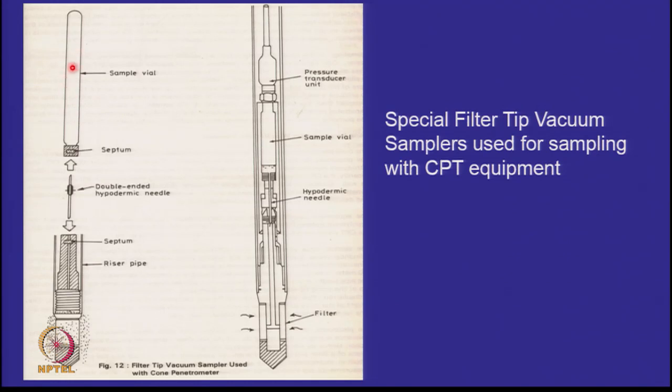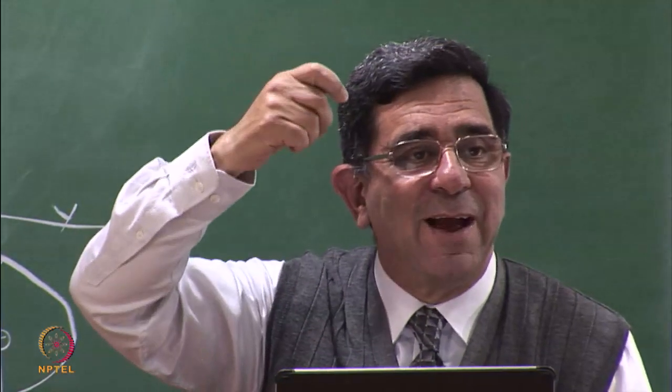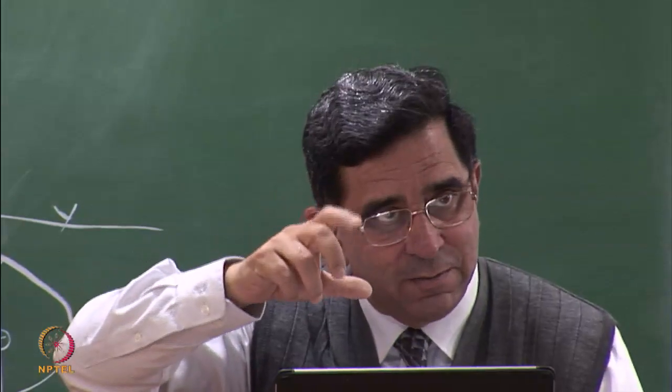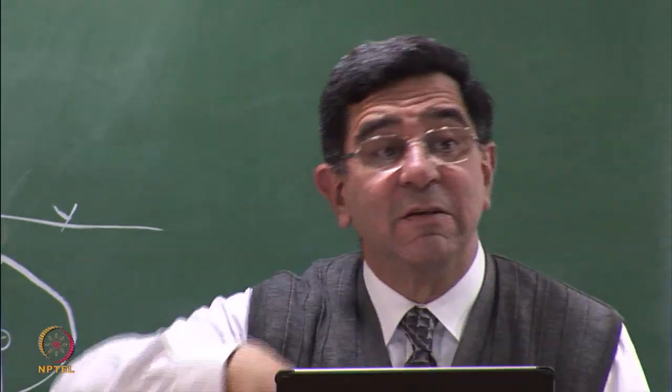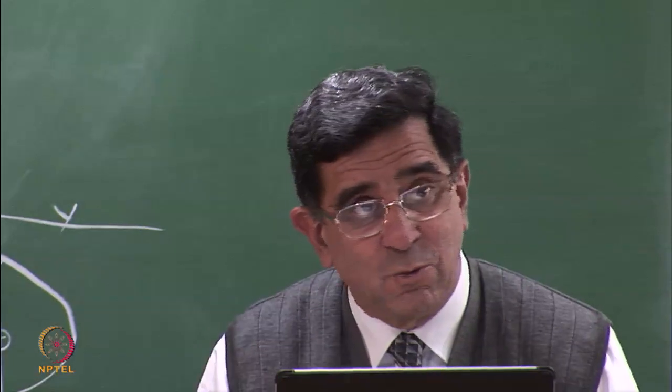This vacuum will get transferred to this filter tip. And whatever water is here will get sucked into this vial. And here is the water coming in. And when you are finished, just pick up the thing. The lower septum will get sealed and the upper vacuum vial will be full of water and it will also become sealed. Suppose you are sampling in the vadose zone, what will come in?